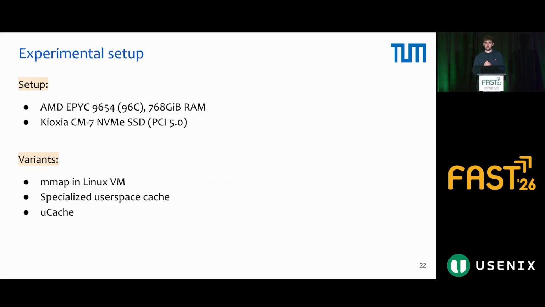Our experimental setup uses an EPYC server equipped with a PCIe 5 NVMe SSD. And in our experiments, we compare uCache to OS-level caching with mmap and to specialized userspace caches. For a fair comparison, mmap and userspace caches also run in a VM.